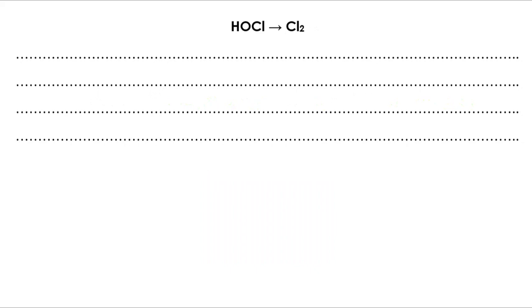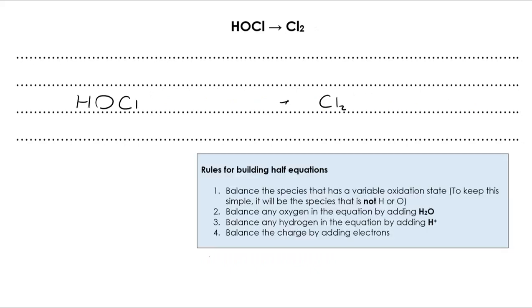And once again, I'm going to bring up the rules. So in this case, once again, rule 1 does apply because I've got 1 chlorine on the left and 2 on the right, so I need 2 HOCl. Now that means I need to balance the 2 oxygens on the left with 2 H2O, and when I look at my balancing of hydrogens, I've got 2 and I've got 4, so I need 2 more on the left. And then finally, I'm going to balance charge by adding 2 electrons on the left.